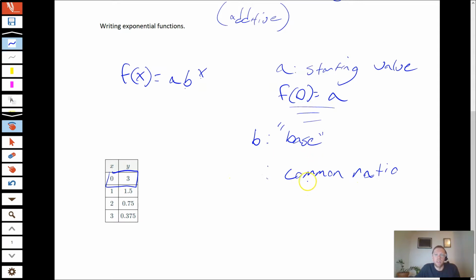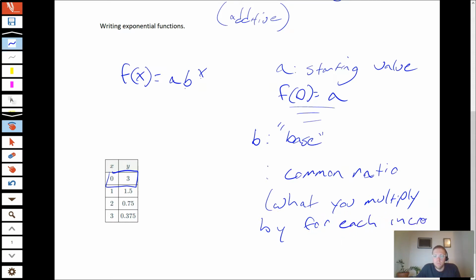But it's a good word to know. And if you think about the words common ratio, it's pretty easy to guess what that might mean. So common ratio is sort of like your slope. But because it's a multiplicative relationship, it's what you're multiplying by for each increase in x.